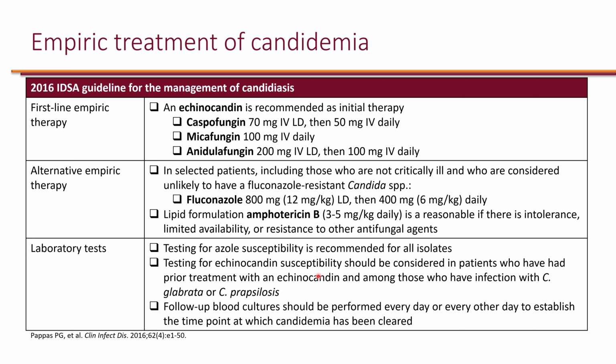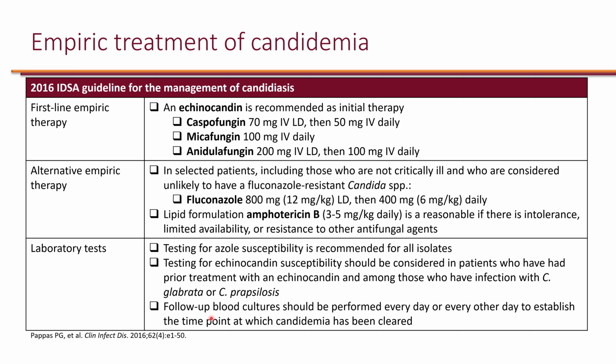And testing for echinocandin susceptibility should be considered in patients who have had prior treatment with an echinocandin. That's because resistance to echinocandin is quite rare. So unless somebody has been exposed to it, it's unnecessary. And especially with glabrata and parapsilosis, those are more likely to have higher MICs for echinocandin. So if somebody has Candida albicans, for example, it's unnecessary to check echinocandin, but with these two species, it's more helpful.